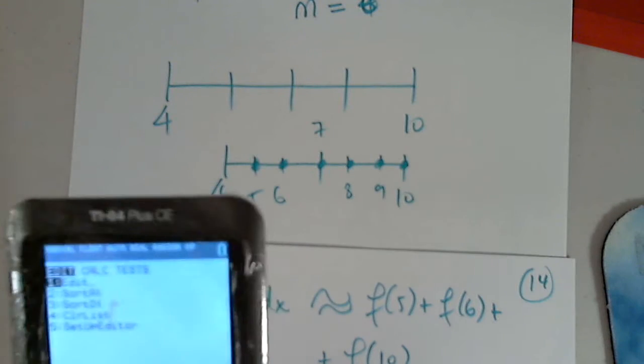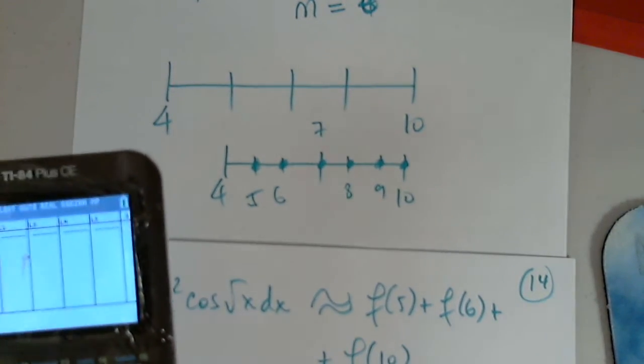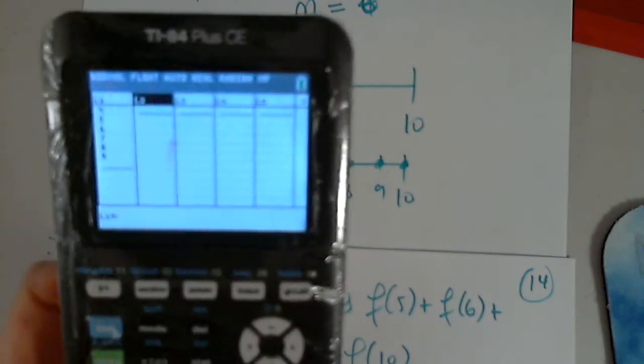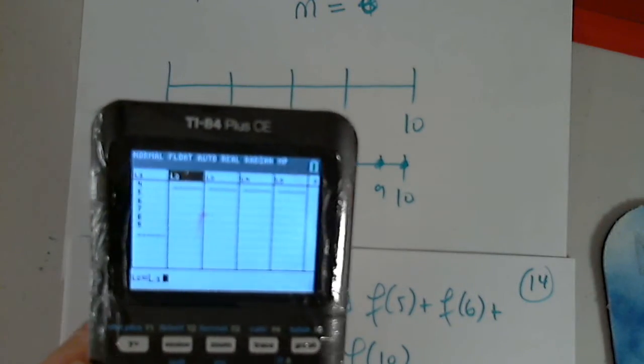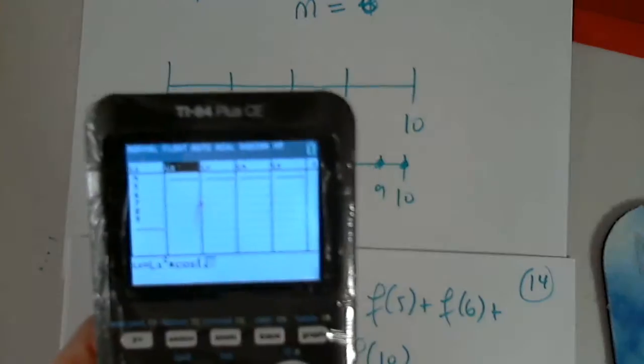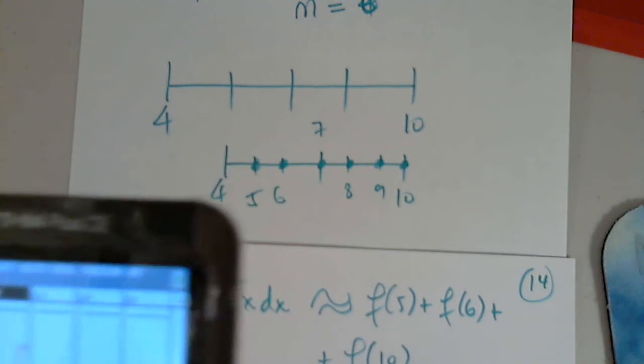So let's go to stat and edit 2 lists. Let's edit the first list, in which I put 4, 5, 6, 7, 8, 9. And now I go to the top of list L2, and I have to put in the function, which is list L1 squared times cosine of the square root of list L1, go outside and close the parenthesis.